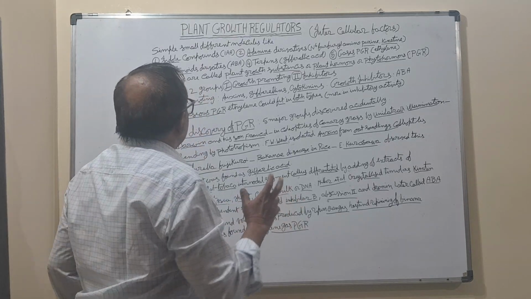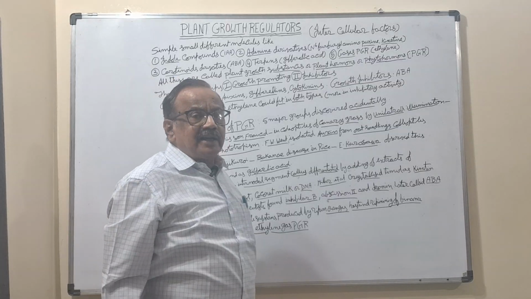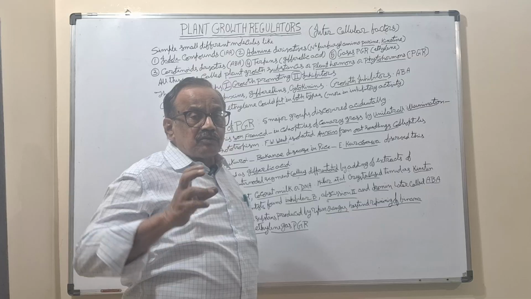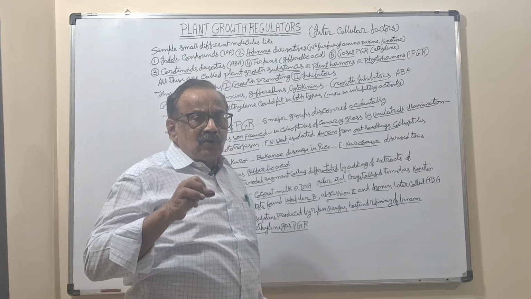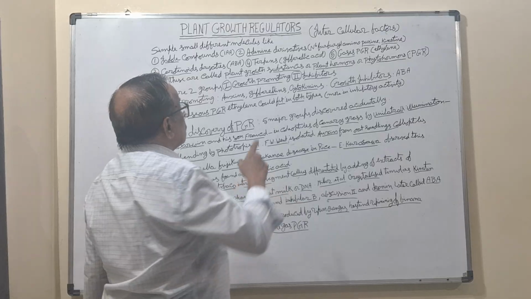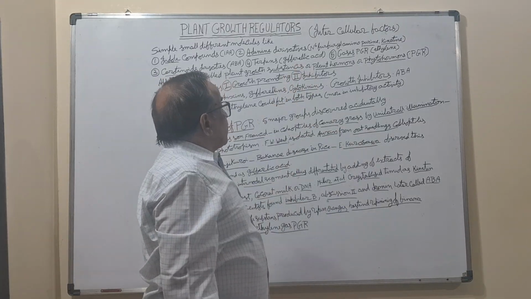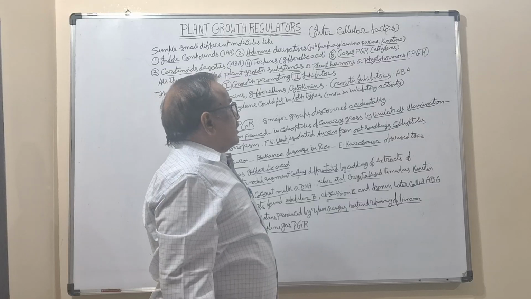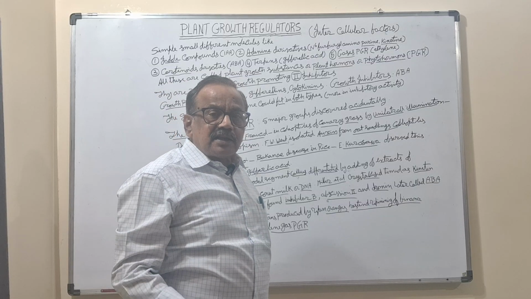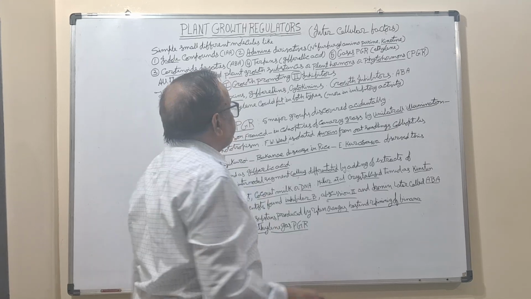And next is adenine derivatives. What is adenine? Adenine is one of the nitrogen bases which participates in the formation of nucleotides. This is also given as N6 furfuryl aminopurine, and this is called kinetin. Cytokinins can also be called kinetin. That will come later in the next video.